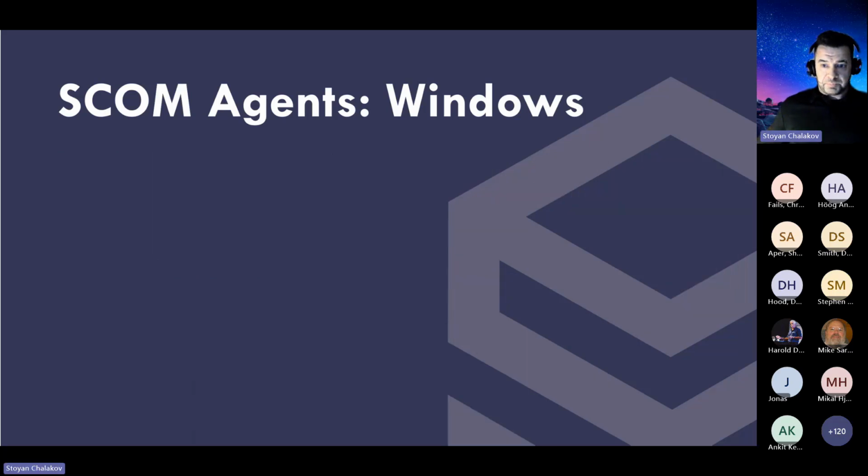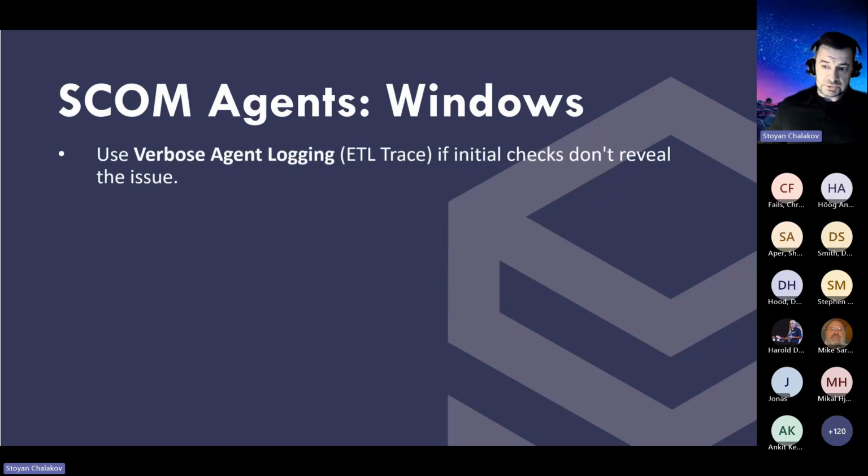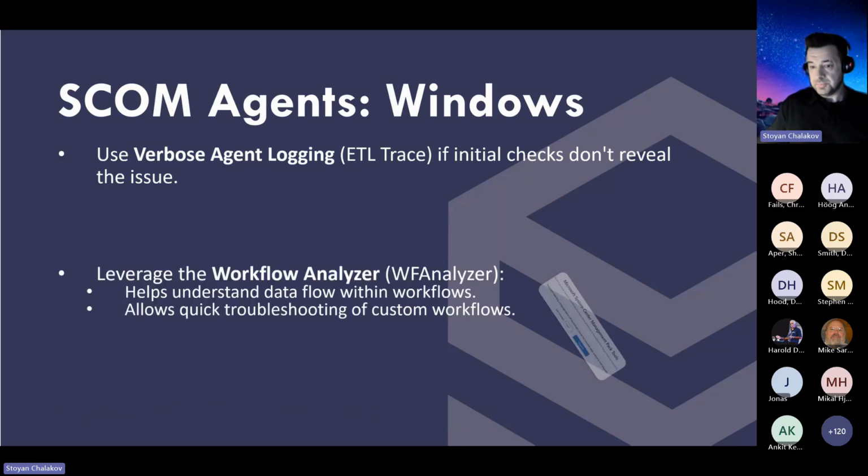So going forward with the Windows agent, what I also do when I cannot find the reason for a certain issue, I do ETL tracing or verbose agent logging. In most cases, this is a trace or a log file which is not that easily readable, not that easy to interpret, but with some researching and then some interpretation, I think you can manage this, and it's really very, very helpful.